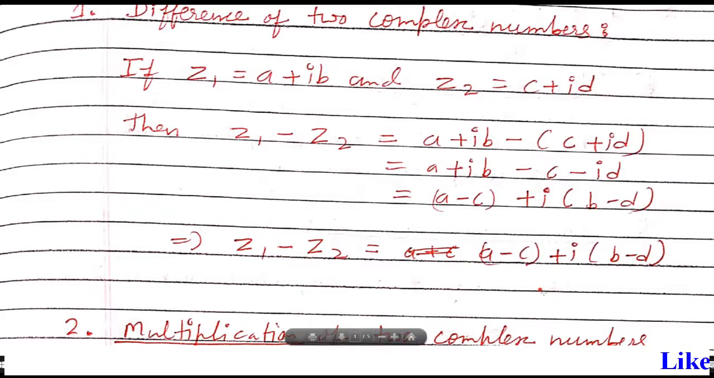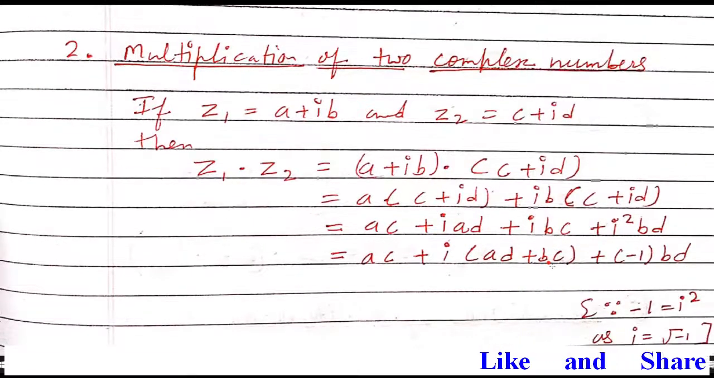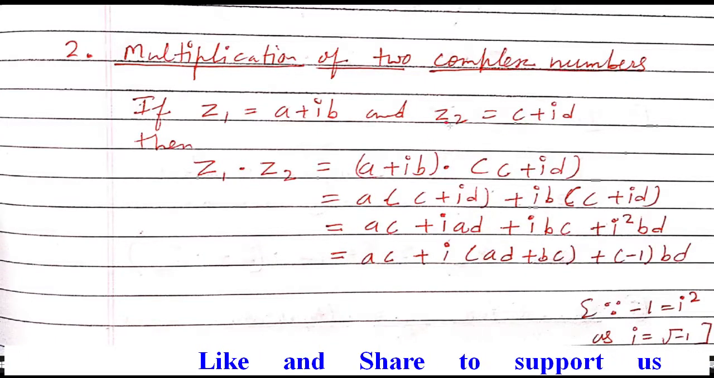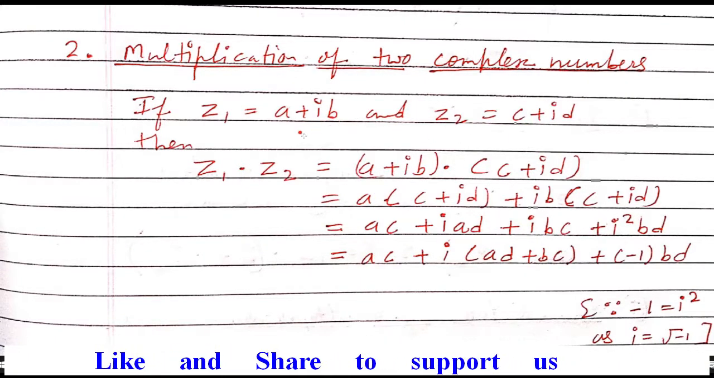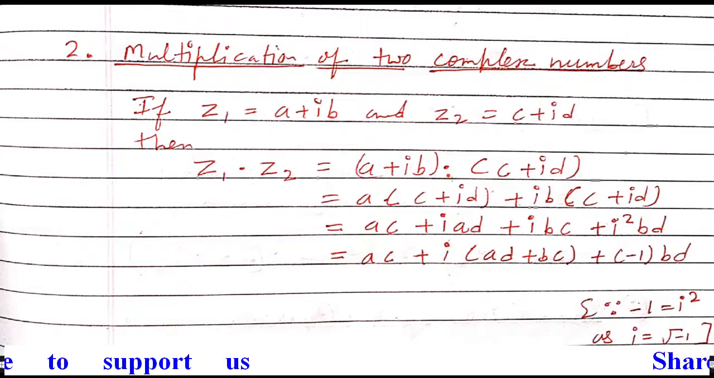Now we move to the second point of basic concepts. The second point is multiplication of two complex numbers. How can we multiply two complex numbers? It's also very simple. First, just write down Z1 multiplied by Z2. Dot means multiplication. Write them in brackets, with the dot multiplied by the second complex number.